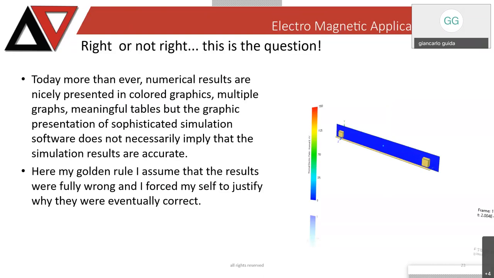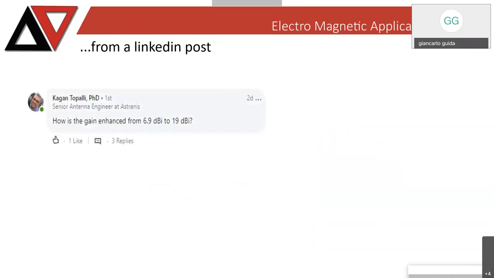If I'm doing a lambda by 4 monopole on a ground plane and I got a gain of 10 dBi, well, either I find a new result that I should publish on the IEEE transaction, or most likely something is wrong. Look at this that I found on a LinkedIn post. Someone announced the results of his antenna and said, I got 19 dBi enhancement of my gain.